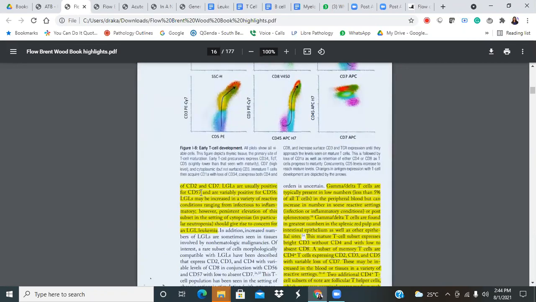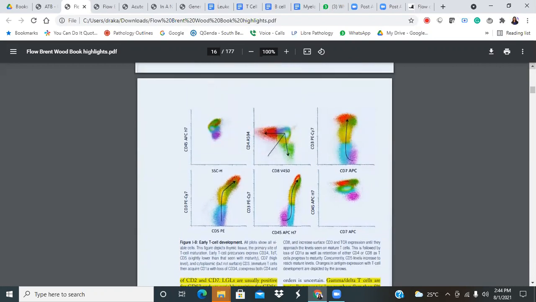But the large granular lymphocytes are cytotoxic T cells expressing CD3, CD8 with variably decreased CD5 and a normal expression of CD2 and CD7. The LGLs are usually positive for CD57, variably positive for CD56. LGLs may be increased in a variety of reactive conditions, ranging from infections to inflammatory. However, if there is a persistent elevation of the LGLs in the setting of cytopenias, particularly neutropenia, it should give rise to concern for LGL leukemia. So that's an important point. And we read that in our WHO book club, if anyone remembers that too.